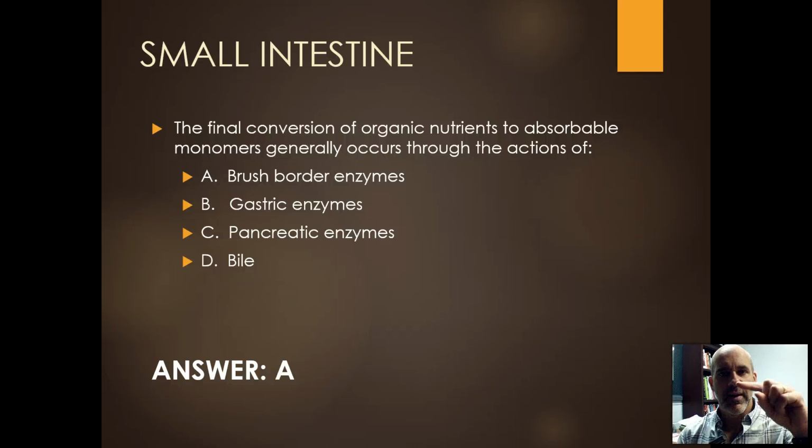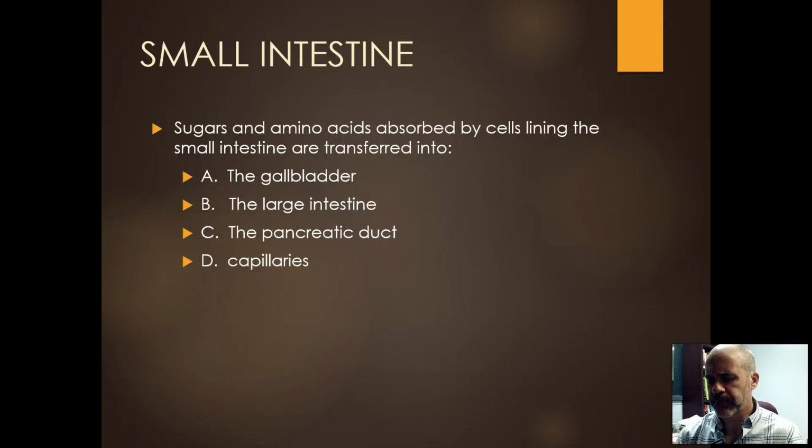The brush border is another name for the microvilli along the surface of the cells that line the inside of the small intestine, and you actually have enzymes sitting there in the membrane that do the final chemical reactions to chop things like short chains of amino acids down into individual amino acids or disaccharides into monosaccharides, so that you can actually absorb those into those cells and then they get transferred into the blood.